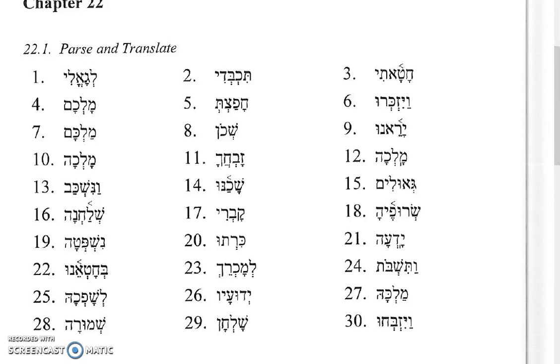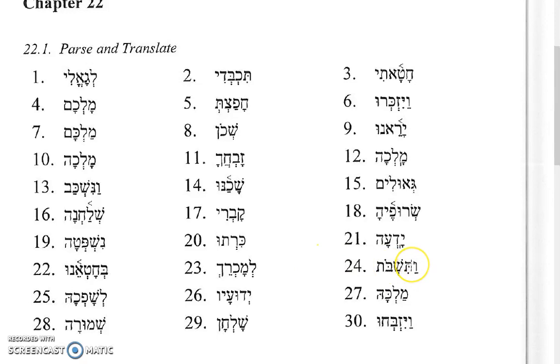kirtu. The vowel pattern is that of a Qal imperative second person masculine plural. If you took the imperfect form, it would be tikratu, but drop the T, and then you have two shewas together. You reduce the first one to a hireq. And so that would mean you guys cut.